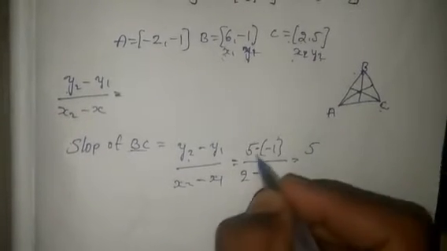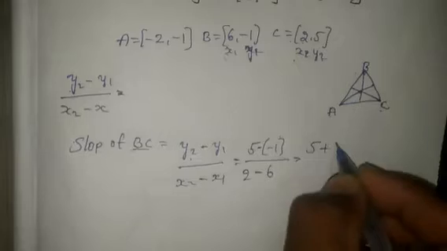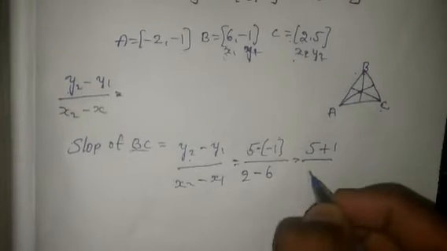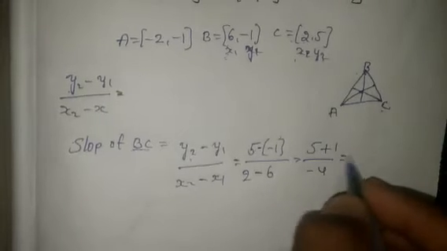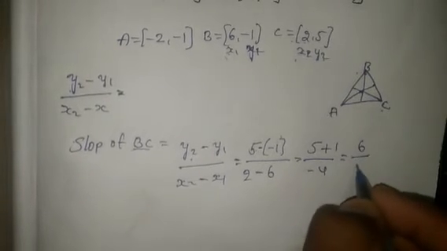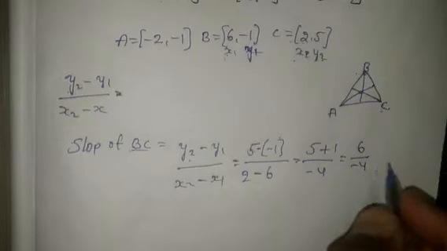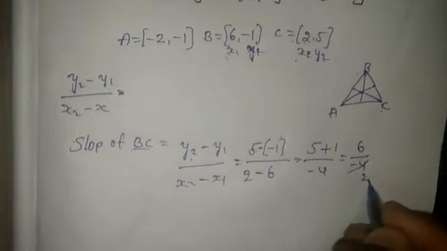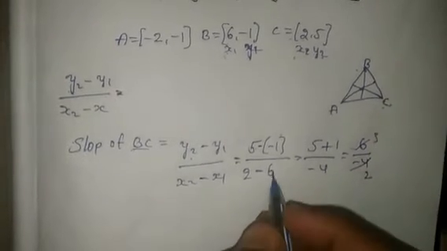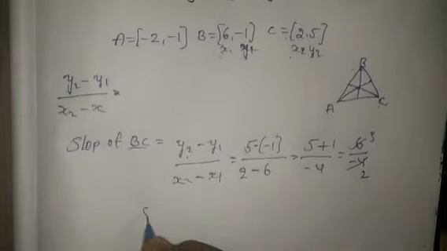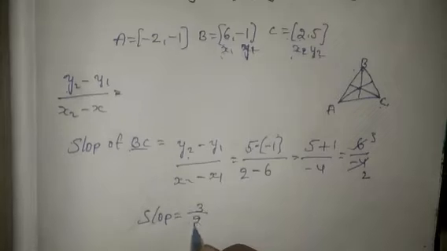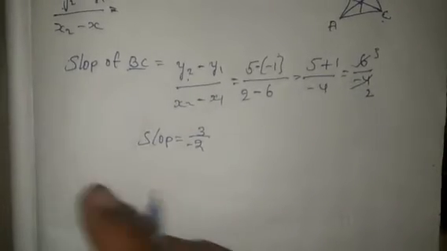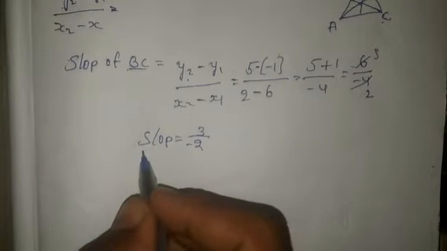So 5 minus of minus 1 is 5 plus 1, divided by 2 minus 6, that is minus 4. So that is 6 by minus 4. It can be cancelled, the 2s and the 3s. So the slope is minus 3 by 2. Now we have the slope, and next we have to find the perpendicular slope.